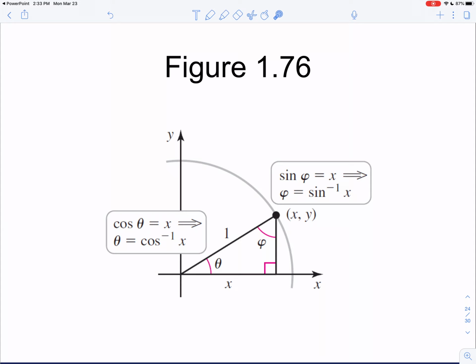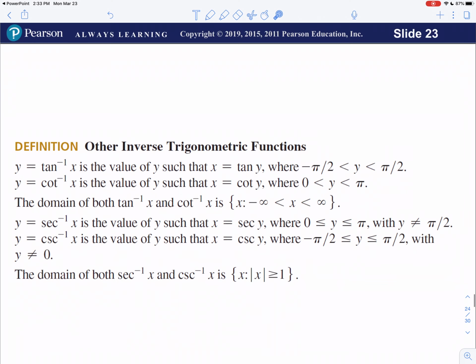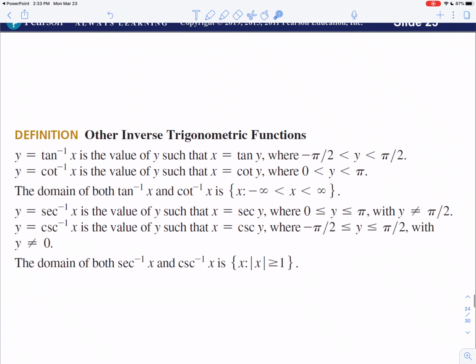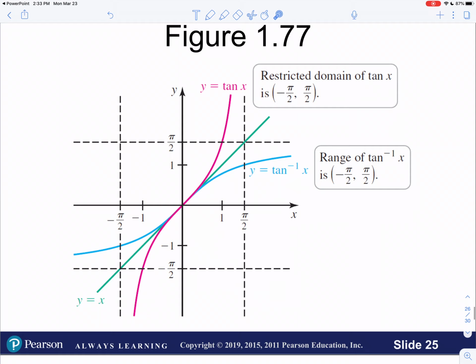Oh, this is talking about a trig function given its inverse and how they relate. I want to work an example. I'm just going to let that be for right now. And I think this is more restricted domain, range of tan.